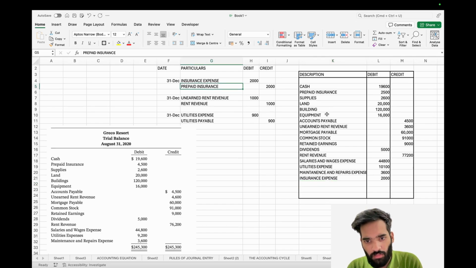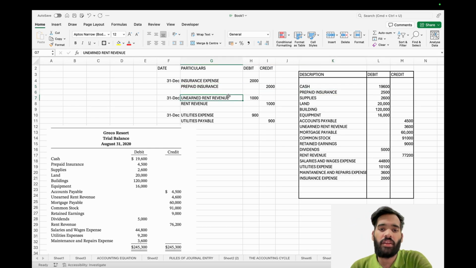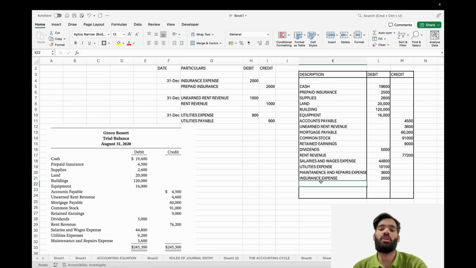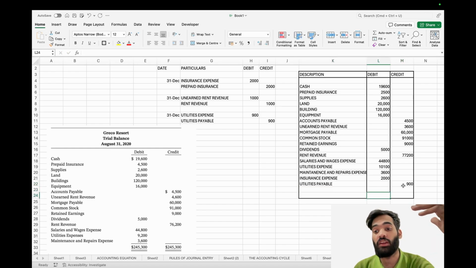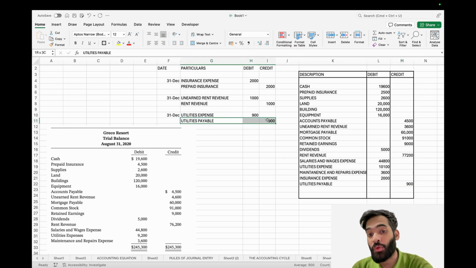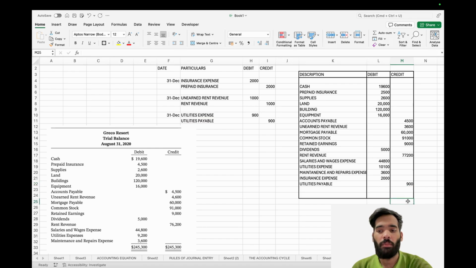And prepaid, we already did that. We already have that account, right? Where was the prepaid we recorded? There we go. Okay. Then unearned rent revenue, we also already have that. Rent revenue, we also have that. Utilities expense, we also have that there. Utilities payable, we don't have. So utilities payable, we have to mention ourselves. Again, the logic is, if it was not present, that means we can assume it was 0, and since it's being credited and it's a liability, it will increase on the credit side. So we have to increase it by 900, so now it has a 900 balance.